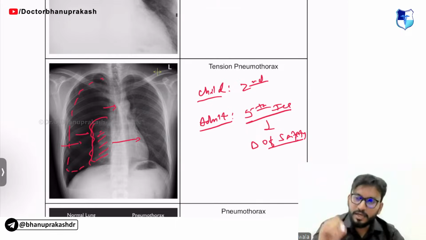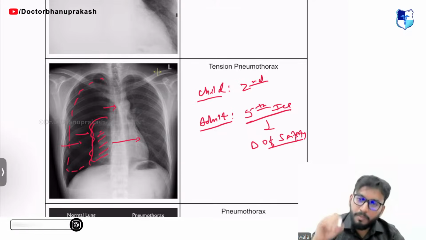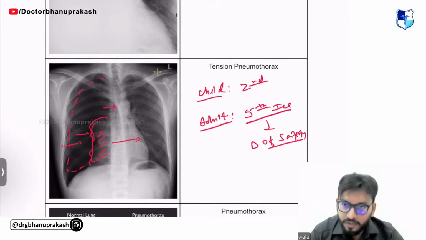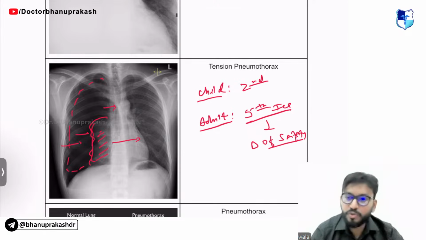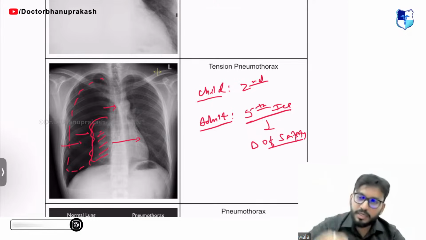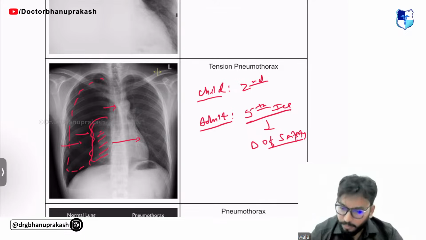How do you insert the needle? You insert the needle from the upper border of the lower rib. Okay, right. So this is all about tension pneumothorax. Once the air comes out, you insert an ICD, an intercostal drain, has to be put in.